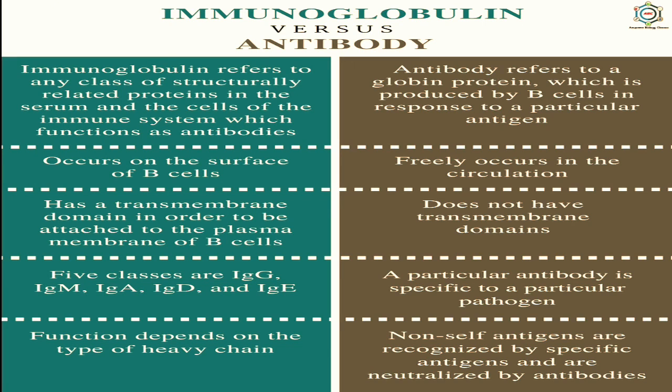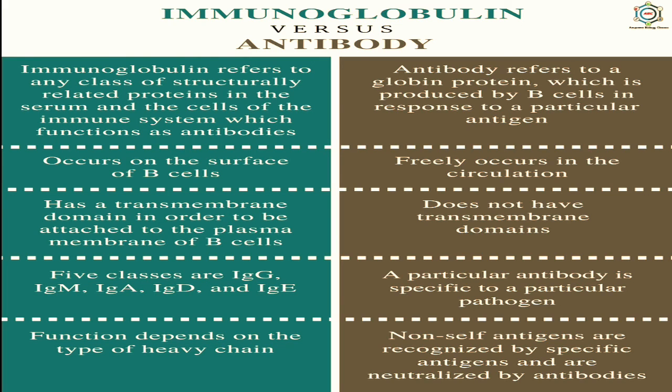Now, the difference between the immunoglobulins versus antibodies. Immunoglobulin refers to any class of structurally related proteins in the serum and the cells of the immune system which function as antibodies, while the antibody refers to a globin protein which is produced by B cells in response to a particular antigen. Immunoglobulin occurs on the surface of the B cell, while the antibody freely occurs in the circulation. Immunoglobulins have a transmembrane domain in order to attach to the plasma membrane of the B cell, while the antibody does not have a transmembrane domain.